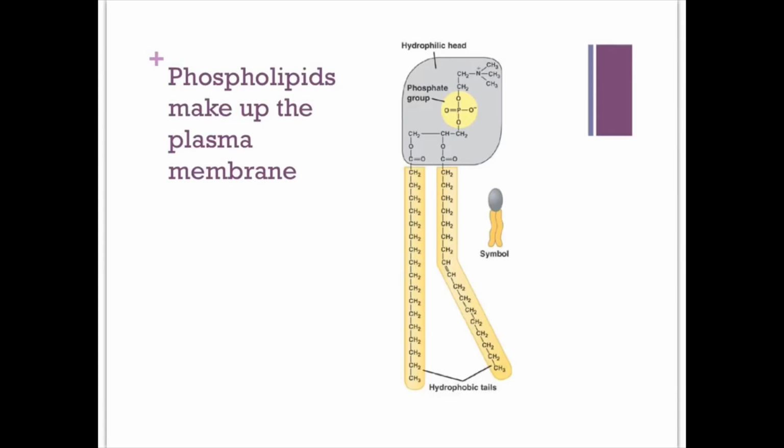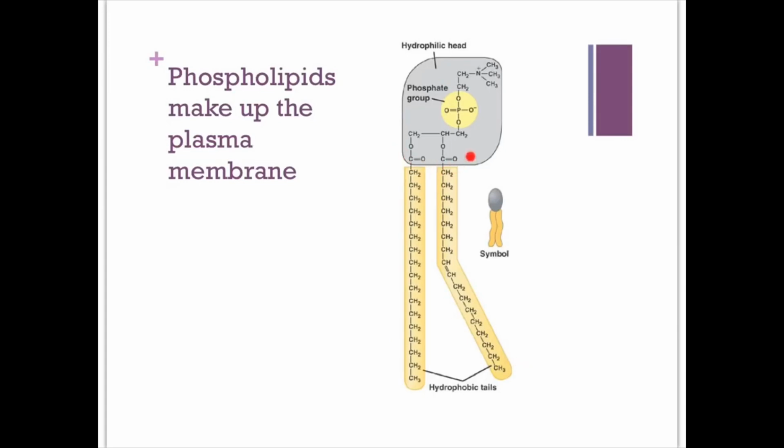So just a reminder of the structure, there is a glycerol head, and attached to the glycerol is a phosphate group and another molecular structure attached to it. We don't need to know the name of it. There are two fatty acid tails.